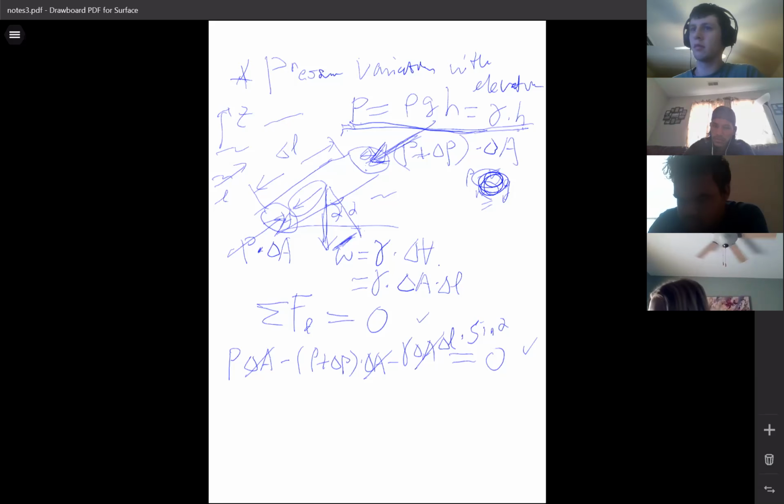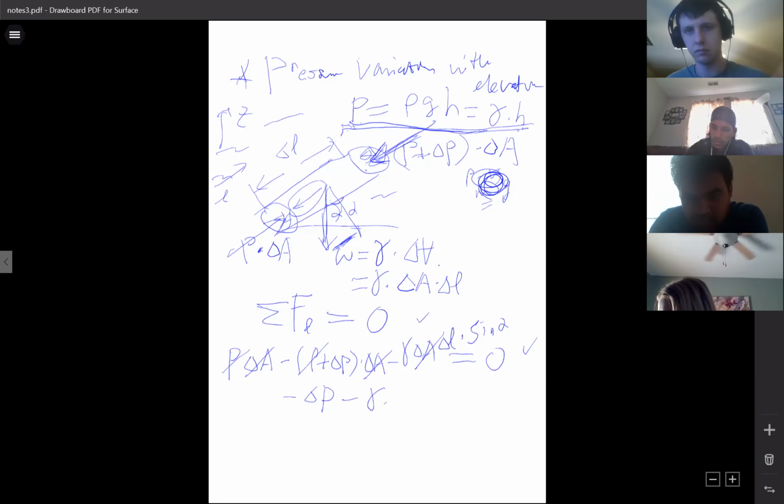Right-hand side is 0. No need to worry. So also we can cancel this P. See, P minus P plus delta P. That's a great thing. We eliminate this general pressure value. It doesn't matter. Only delta P matters. So it becomes negative delta P minus gamma times delta L sine alpha equals 0.